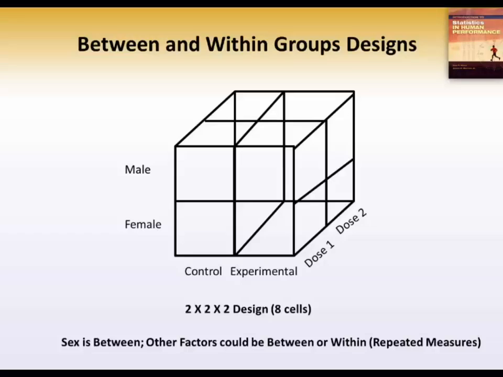We can now go to an extension even further of the number of independent variables. In this case, we have 3. We have sex, we have control versus experimental, and we have dose 1 versus dose 2. Sex will be a between factor, but once again, the other factors could be either between or within repeated measures. So in future chapters, we'll have designs that are between, within, and some mixed. But it's important you differentiate exactly where subjects appear in different aspects or different cells of a statistical model.